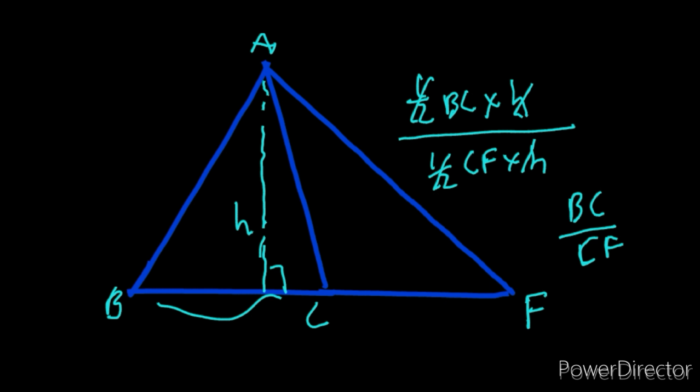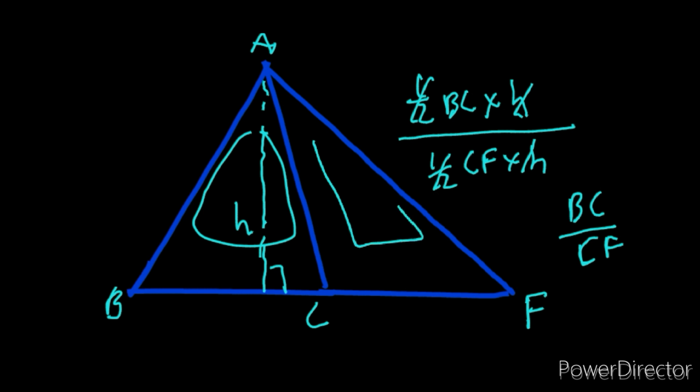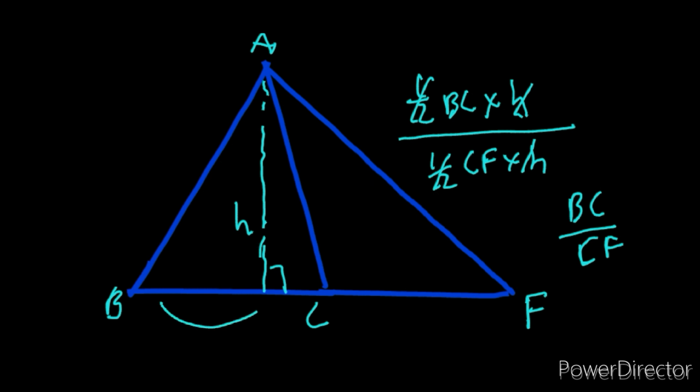So whenever two triangles have a common vertex, when you divide the area of one by the other, the answer will be the ratio of their bases. So this is the first theory. Let's talk about the second theory.